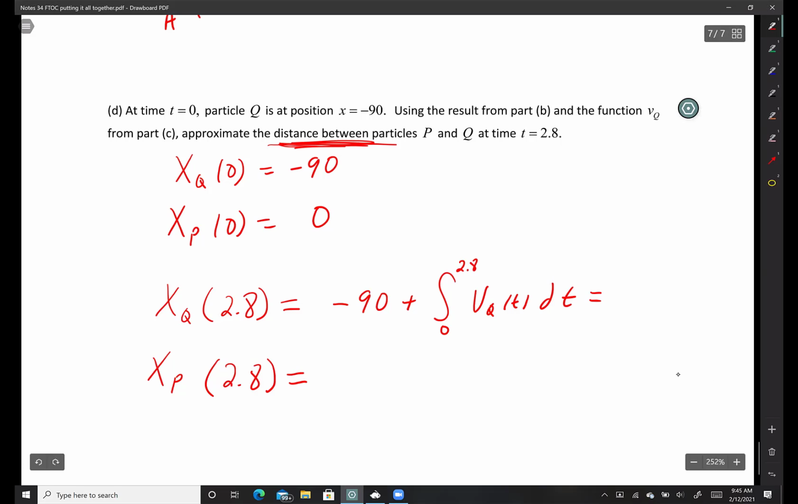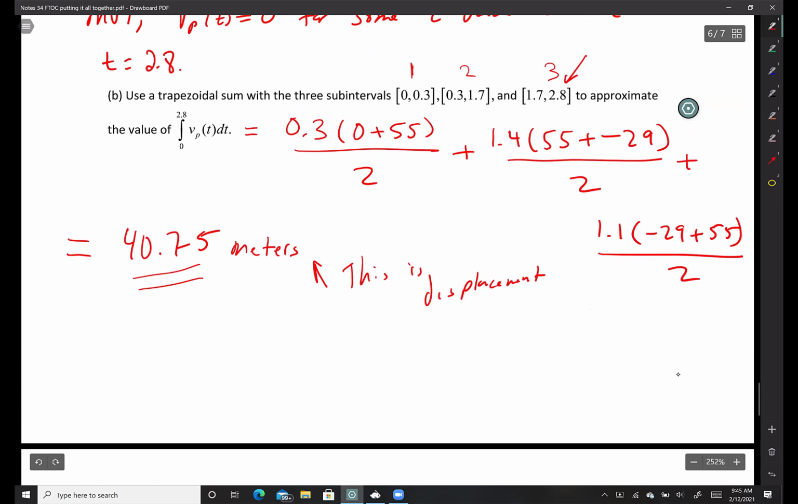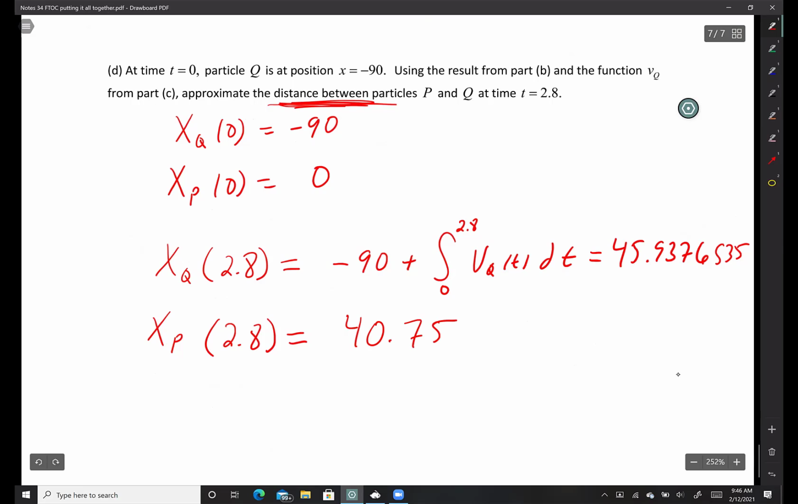Okay, so I'm going to write that down, 45.9376. Can I have more digits on this one? 45.9376535. All right, here we go on the next one. Actually, I think we can just steal it right from B. Look, we said this was the displacement. But because I started at the origin, I can just write 40.75. Does everyone know why I wrote 40.75? It literally said that I started at the origin and to use the position of B.